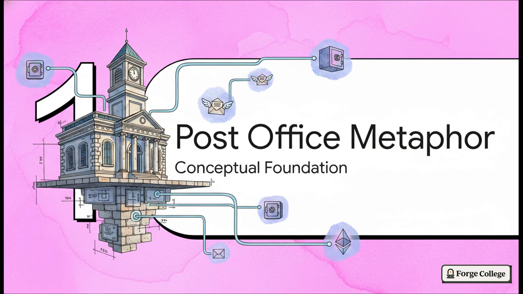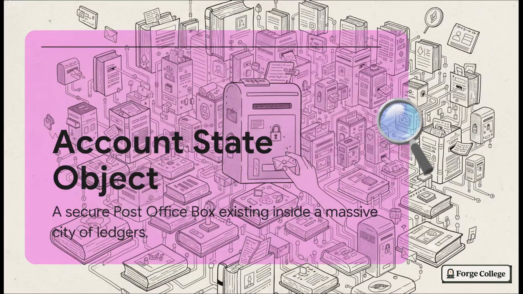This is our conceptual foundation. So, I want you to think of an Ethereum account as a highly secure post office box. Just picture this box existing inside a massive, sprawling city of ledgers. It's actually a lot like a real mailbox. It gets created when the owner registers it, it just sits there, and eventually, well, it receives mail. In our case, that mail comes in the form of transactions or smart contract calls. And when that mail is processed, the contents of the mailbox get updated right there in a central registry.